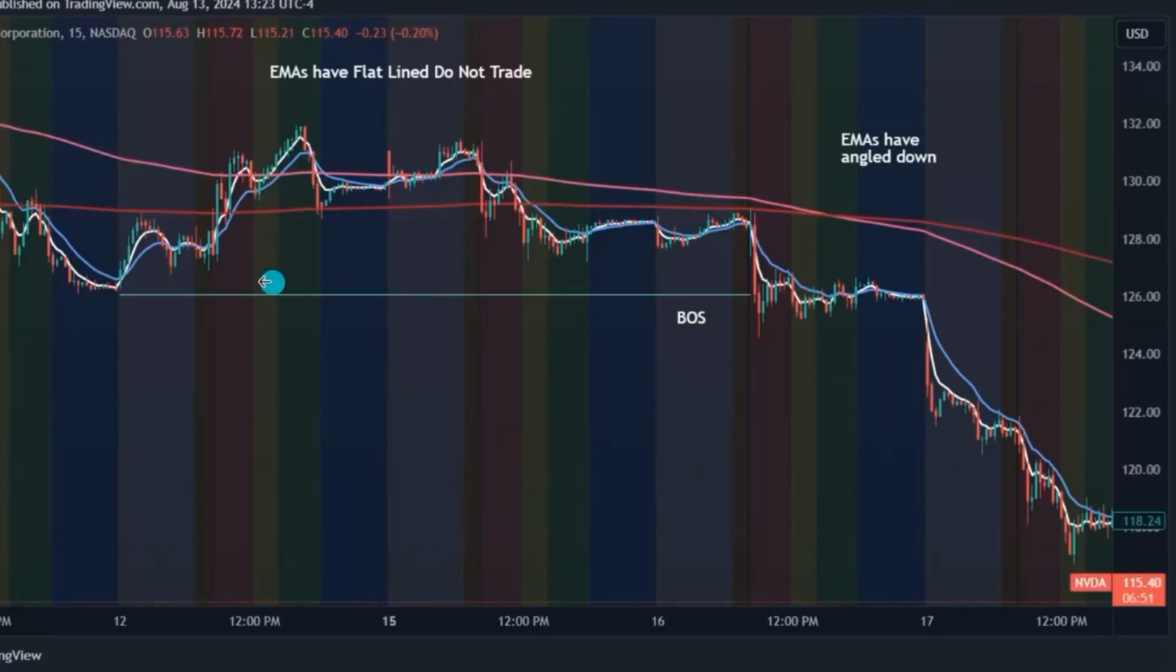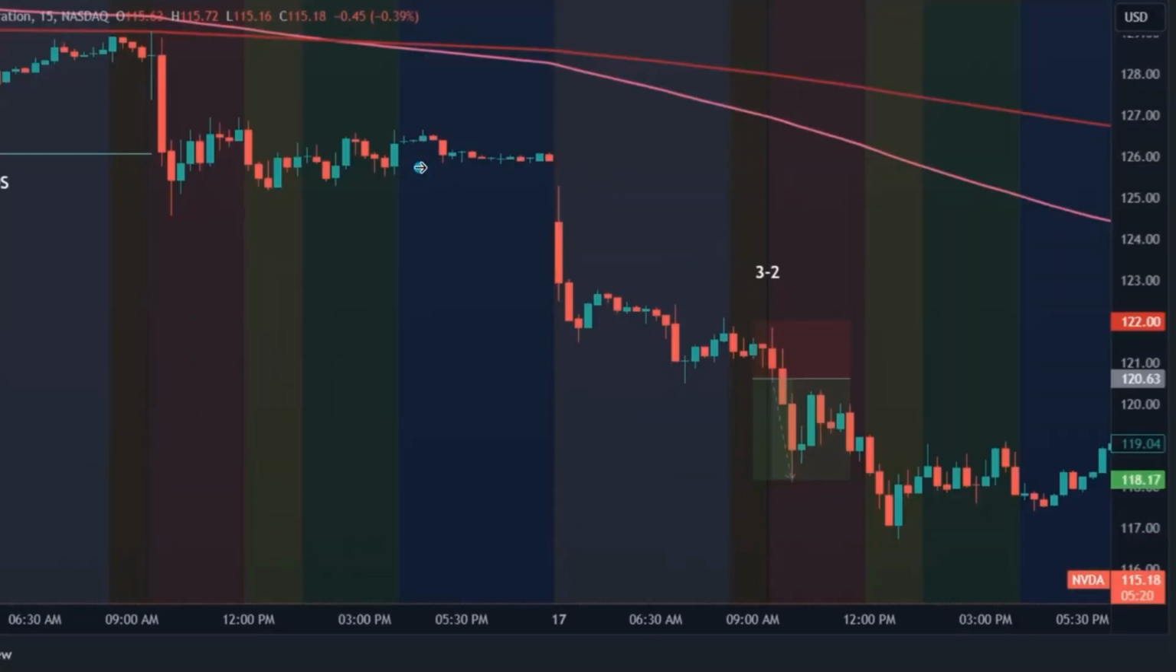There is no angle of direction. Here we see after a few days, price broke structure, and the EMAs have now started to angle downwards. We have now zoomed into that day where the EMAs have started to angle downwards, and we see at the open, price makes a move to the upside. Again, this is the 15-minute chart. So during the open, you can see open, high, and then low and close.